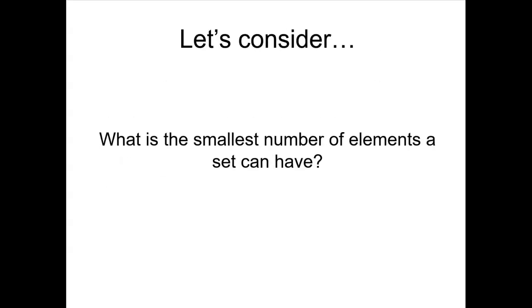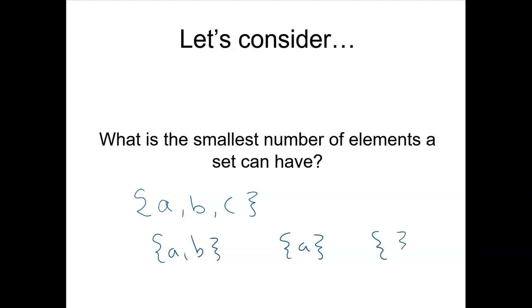So let's consider for a moment, what is the smallest number of elements a set can have? Maybe pause the video here and consider what you think could be the smallest number. Maybe you're thinking, okay, there's a really small set, A, B, C, that could have 3. What about just 2? What about 1? What about the empty set?